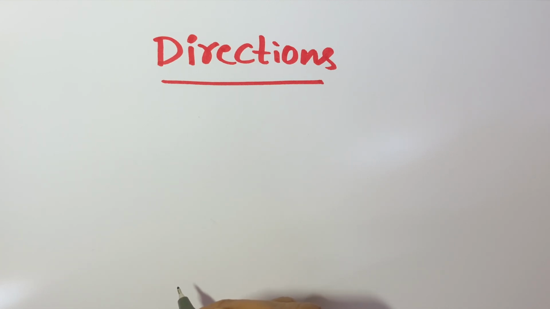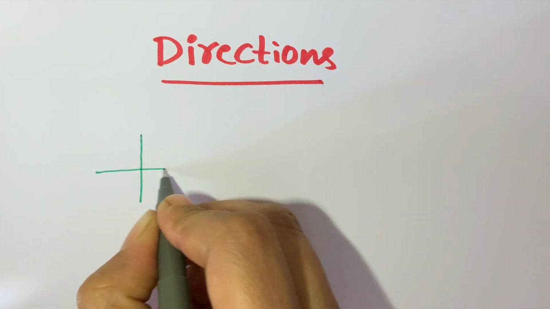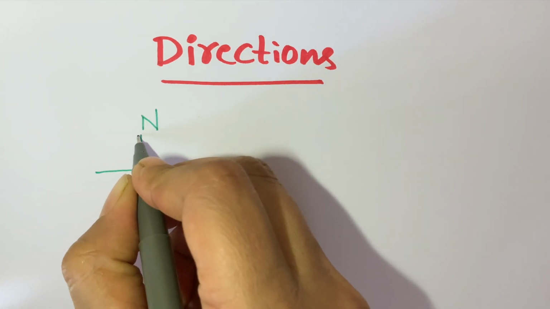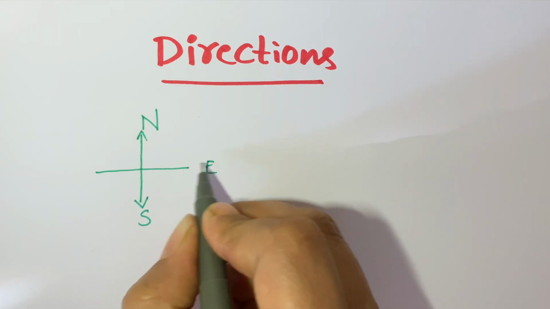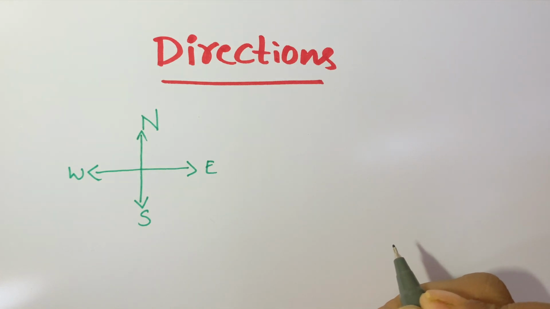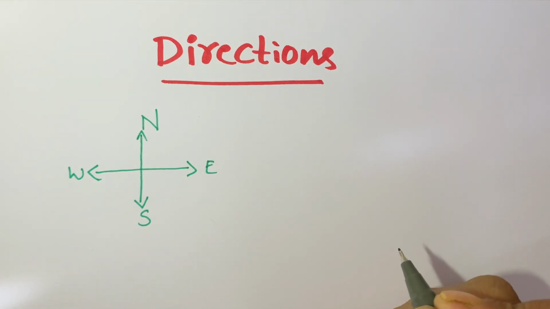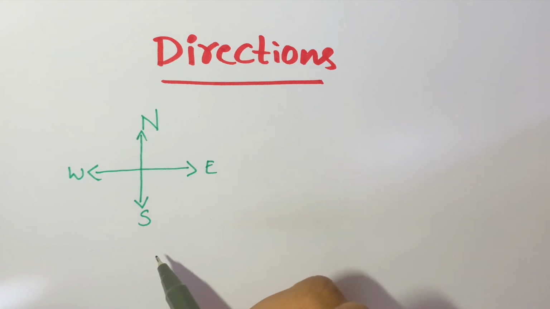So definitely we know that directions are nothing but north, south, east and west. So this everyone knows. Now what directions are we speaking about? What are they going to ask in the exam on the directions? Usually the questions will be based on these four directions.